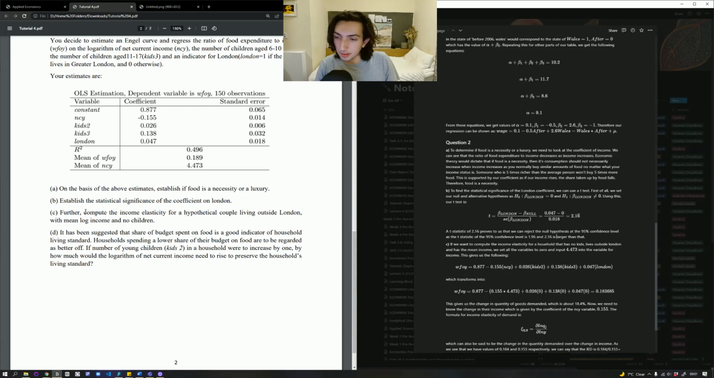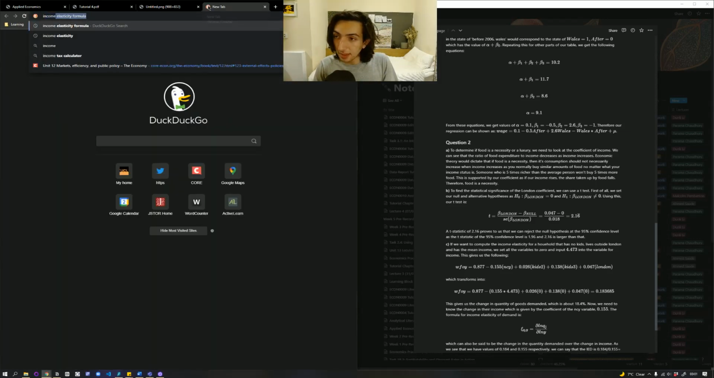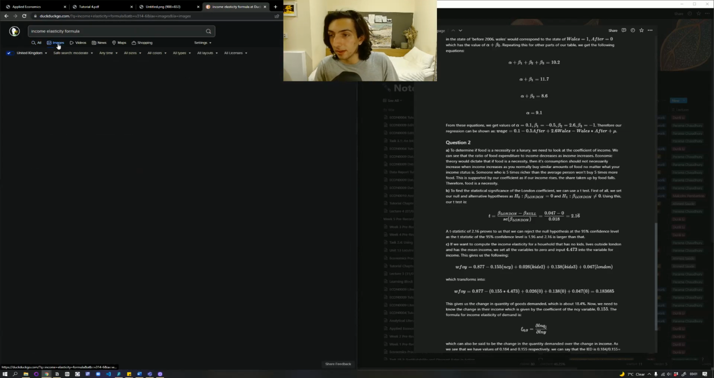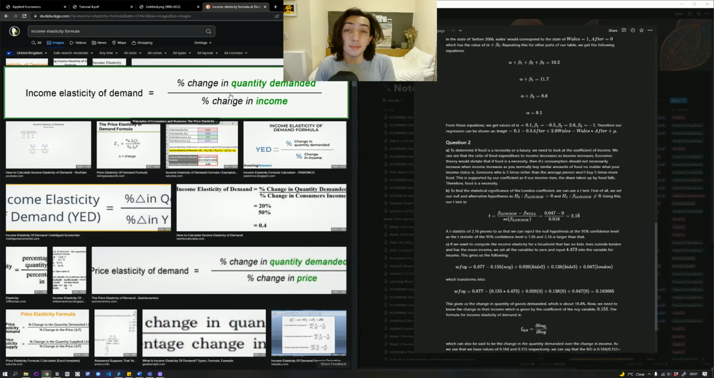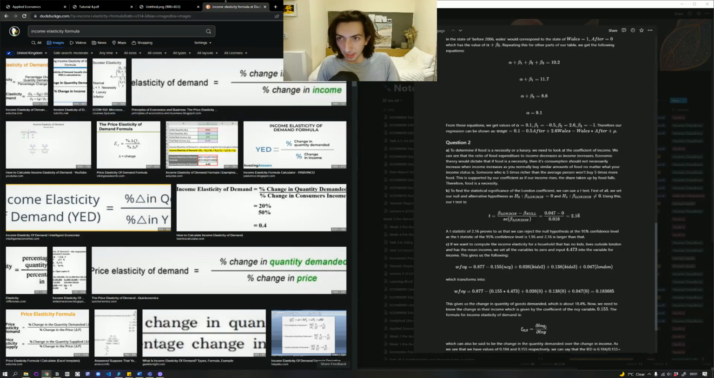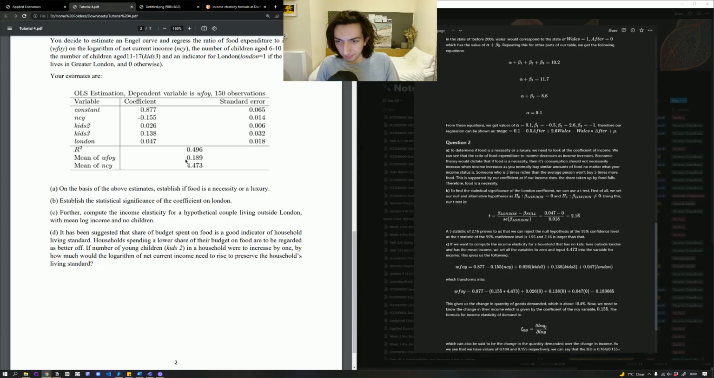Okay, further, compute the income elasticity for a hypothetical couple living outside London, with mean log income and no children. Now, how do we calculate that income elasticity? Well, let's have a look. Looking at most online sources, we can see quite a clear relationship. The income elasticity of demand is the percentage change in the quantity demanded over the percentage change in income, remember. Okay, so let's go back. First of all, let's look at our regression here.